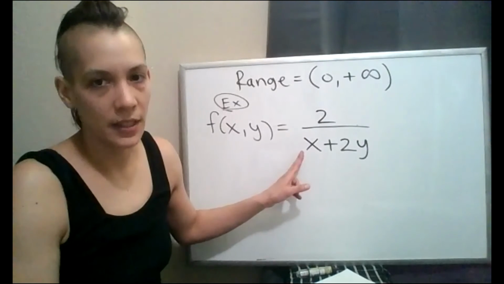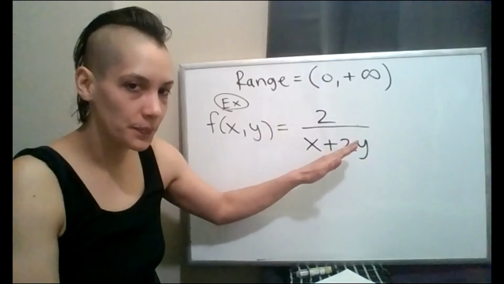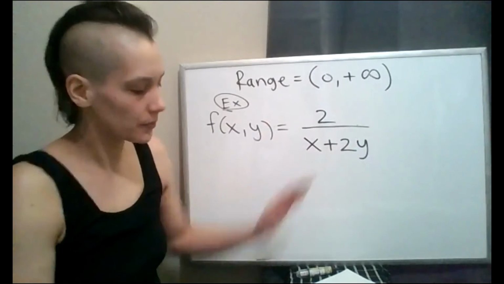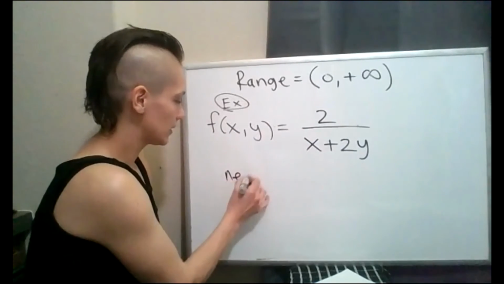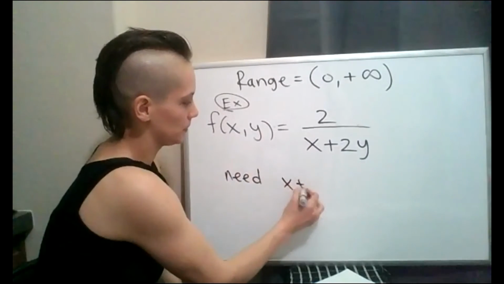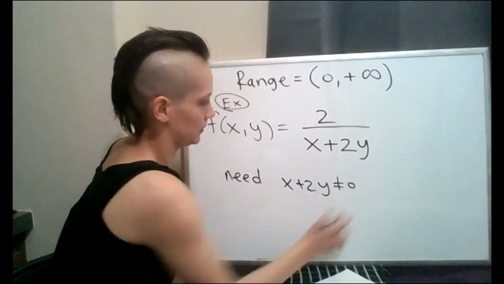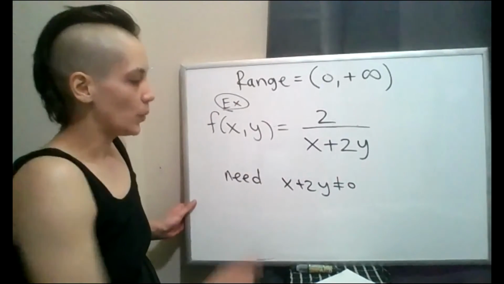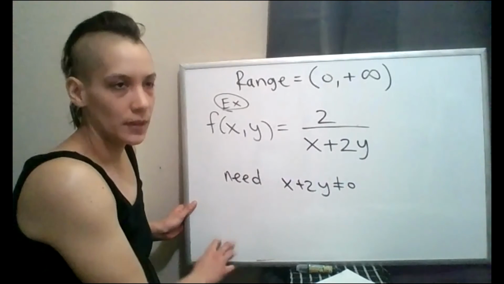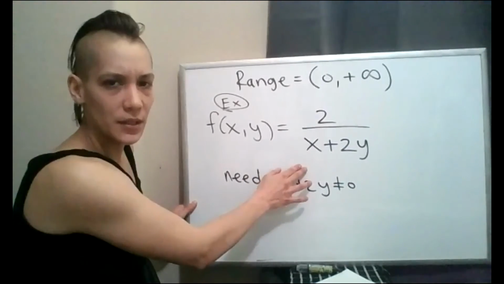Also, there's division. You don't want to divide by 0. So anything in the denominator is not equal to 0. So we will let it equal 0, find out what those values are, and then they can't be in the domain.